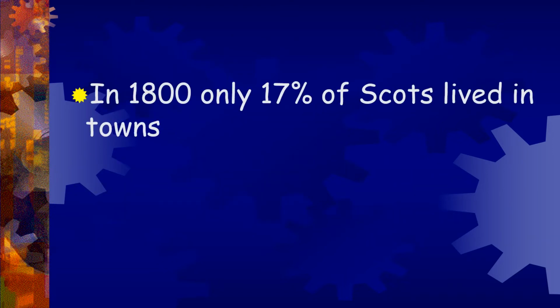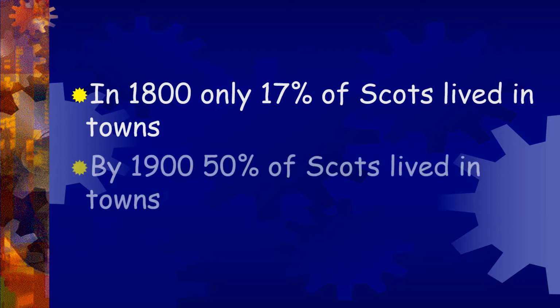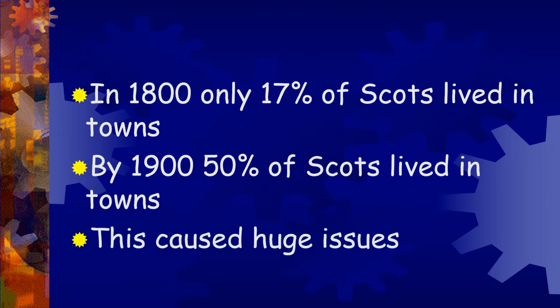Now, in 1800, only 17% of Scots lived in towns. Many of them lived in the countryside where they worked. By 1900, 50% of Scots lived in towns. Just 100 years later, there had been a massive increase. Now, this caused huge issues.